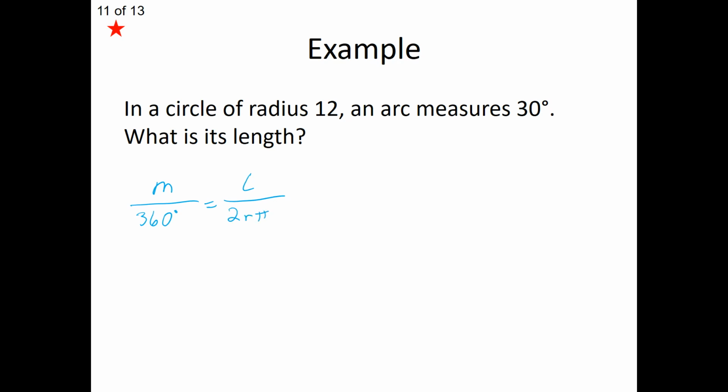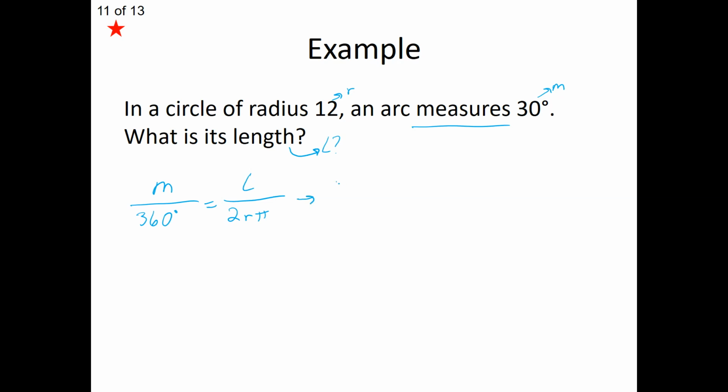Now, let's read what we're given. In a circle of radius 12, so there is our r value, an arc measures 30 degrees, which means that is our M value. What is its length? Which means the question is, what is L? We're going to figure out what the length is. So essentially, we take our values that are given and plug them into our fundamental proportion here.